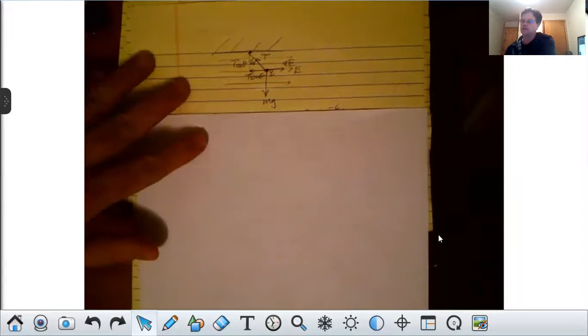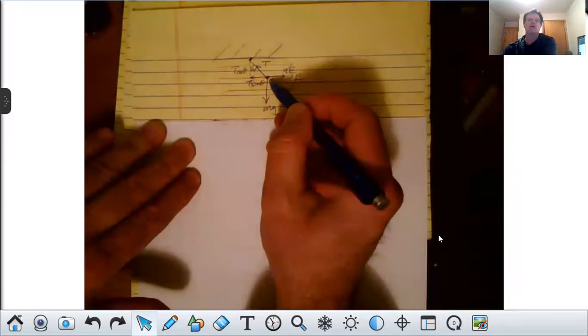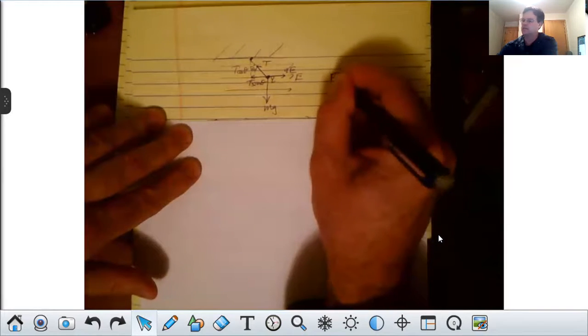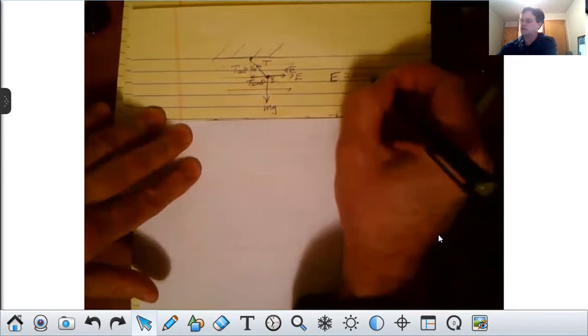Hello again, everybody. This is a second example for chapter 22, dealing with a test charge in a uniform electric field. In this case, it's a two-dimensional problem. Imagine we have a test charge in a uniform field that's pointing to the right. We're going to say this electric field has a strength of 1,000 newtons per coulomb.